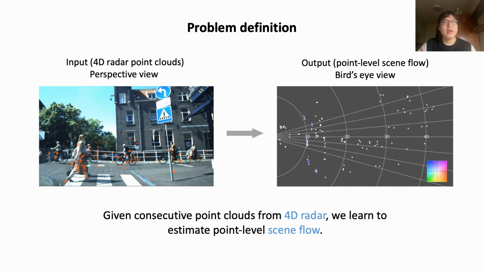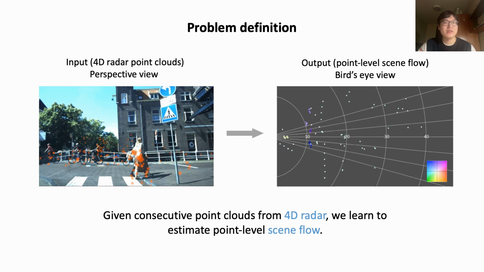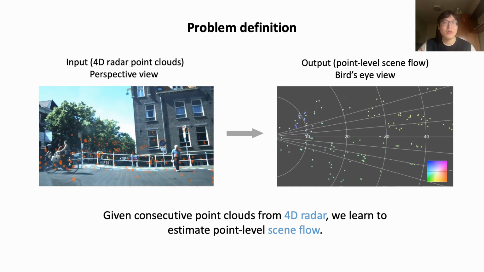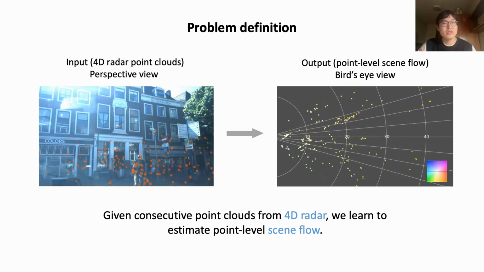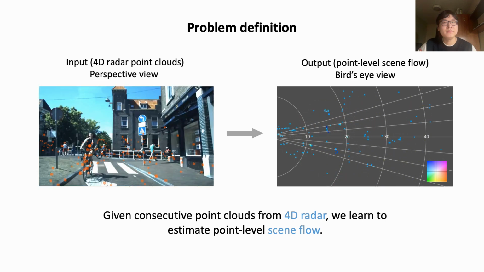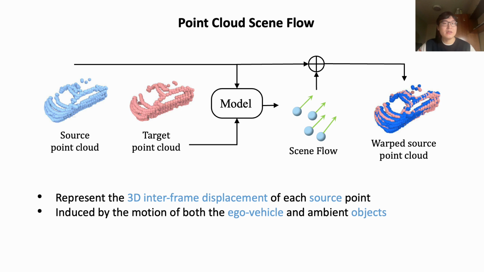In this work, we consider the problem of learning point level scene flow estimation on 4D radar point clouds. You may want to know, what's point cloud scene flow and what's 4D radar? Scene flow is a 3D uplift of optic flow from the image plane to the 3D space. For point cloud-based scene flow, the inputs are 2 consecutive point clouds. The outputs are point-wise 3D motion vectors that represent the interframe displacement of each source point.